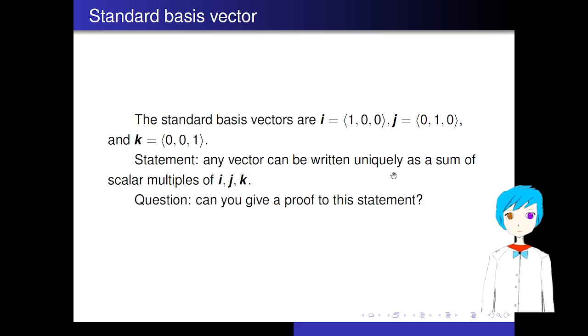Basically, from the general representation, we just need to find the three scalars such that any vector v can be decomposed as v equals a i plus b j plus c k. We just need to find this a, b, and c, which is quite straightforward from the angle bracket representation of any vector.